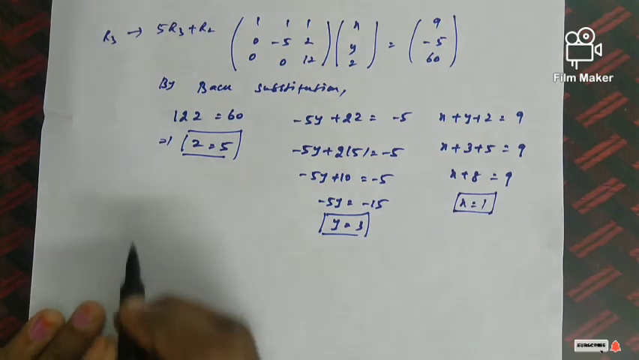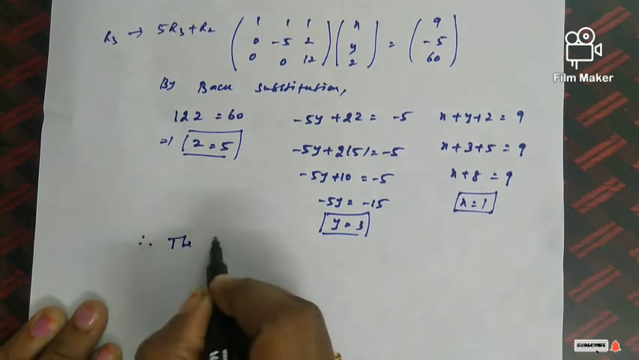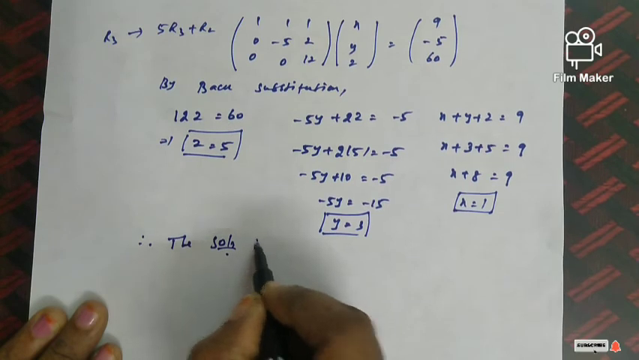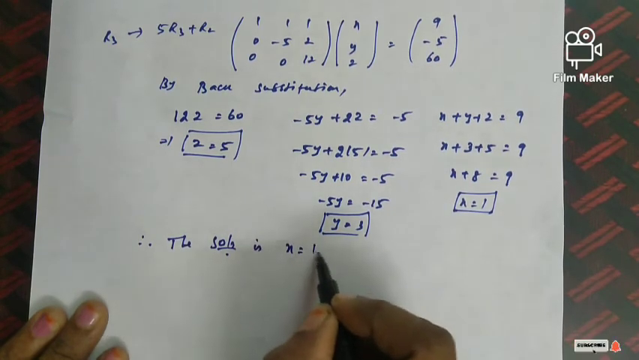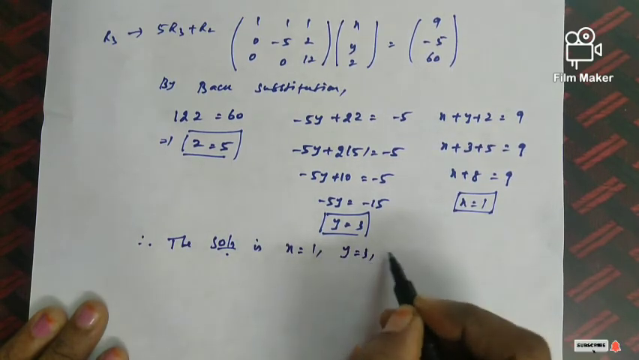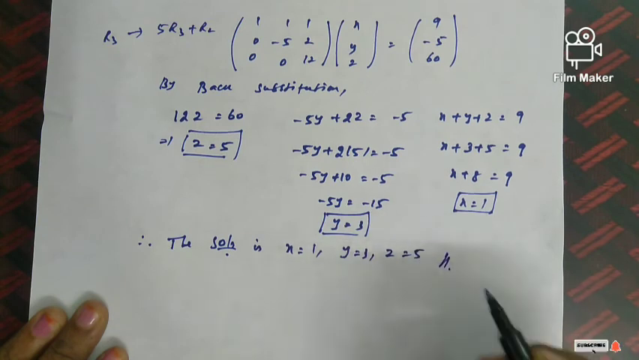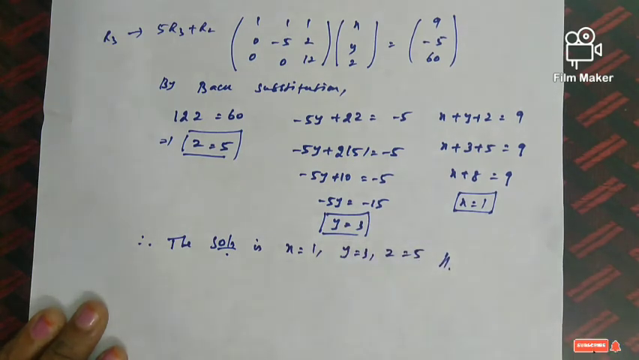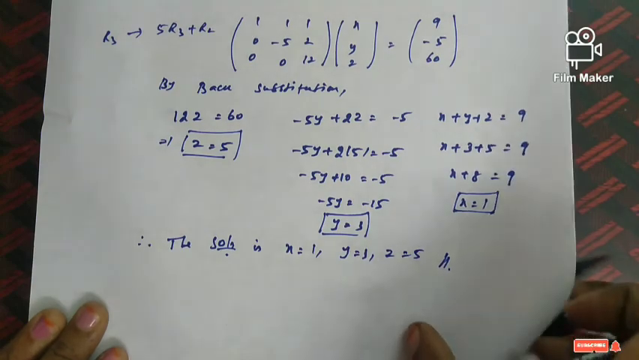Therefore the solution is x is equal to 1, y is equal to 3, z equal to 5. So this is the required solution. This is the way we have to do it under the Gauss elimination method.